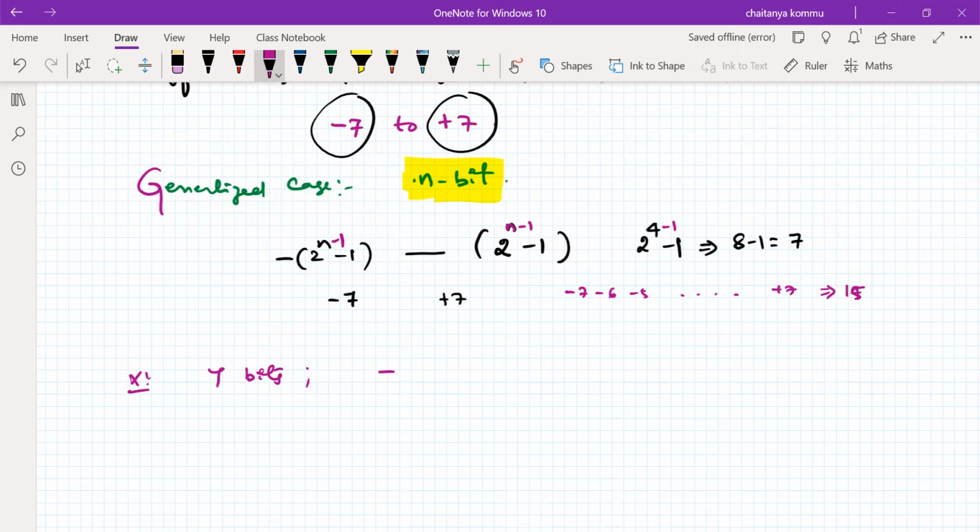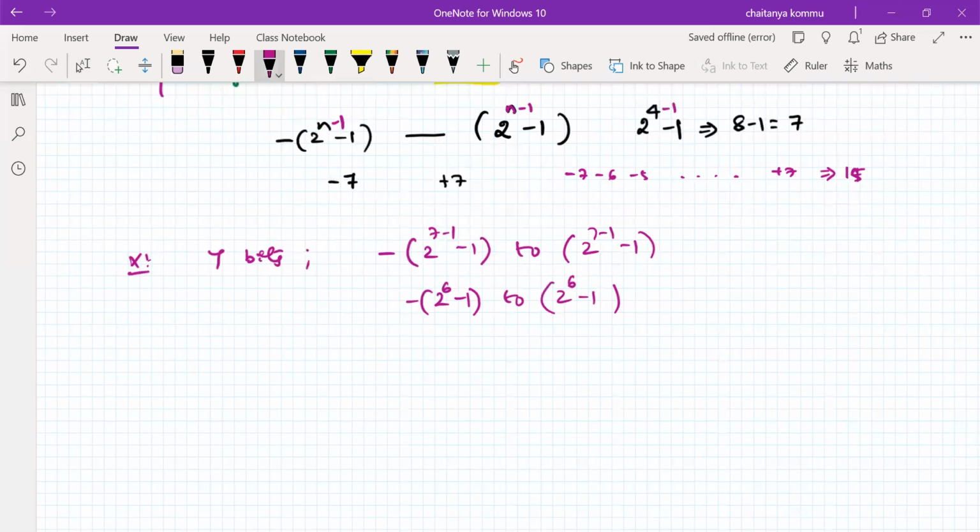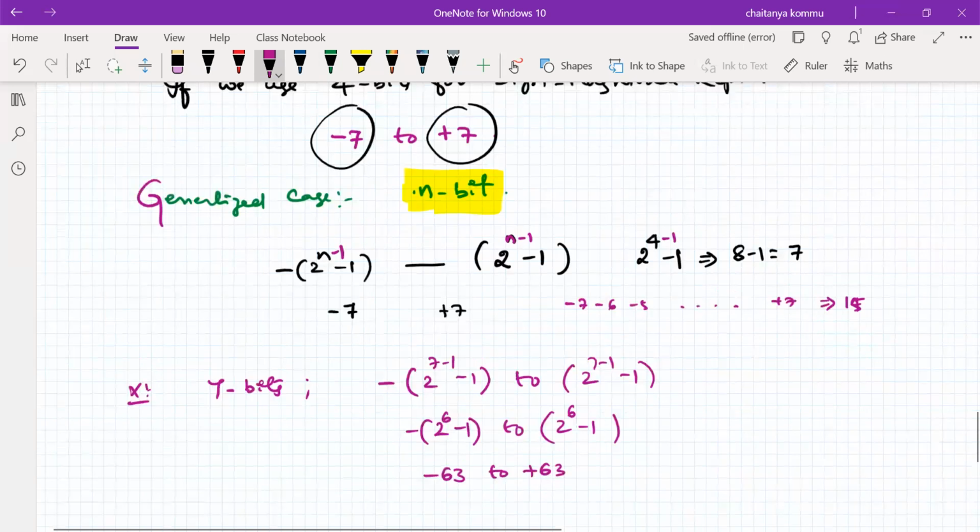Just use this formula: 2 power 7 minus 1, minus 1. What is this value? 2 power 6 minus 1. 2 power 6 is 64, sir. Yes, so the range is minus 63 to plus 63. So these many numbers can be generated if you're using sign magnitude with 7 bits. Agreed?